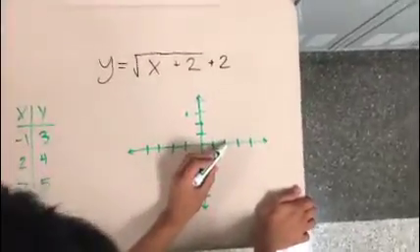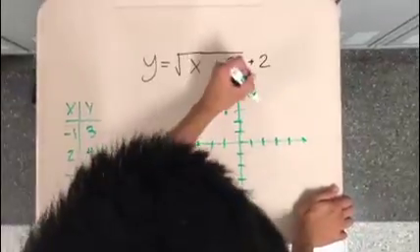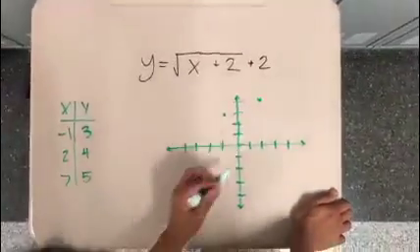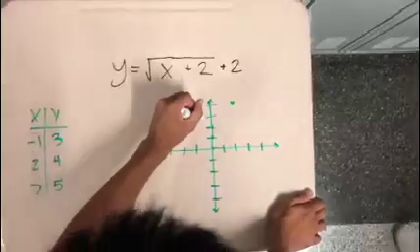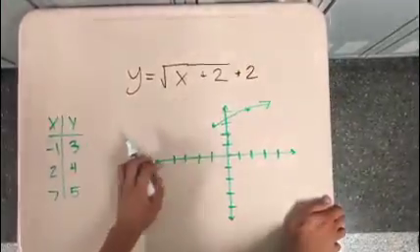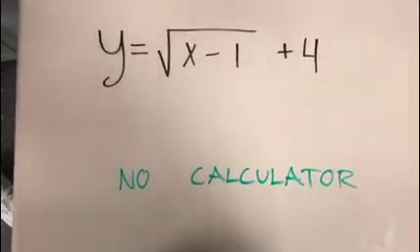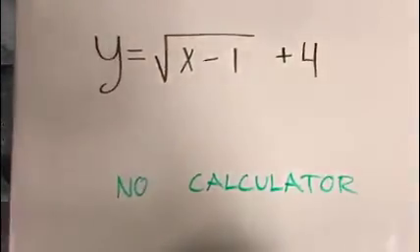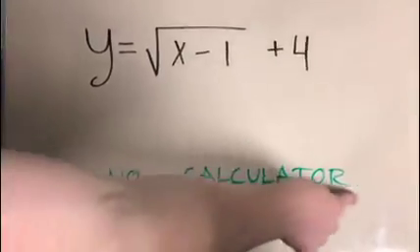You go forward 2, up 4. And then we can't really fit that on our graph, so it goes like this. Get out a pen and paper and you try. Math is always fun. Make sure you don't use a calculator.